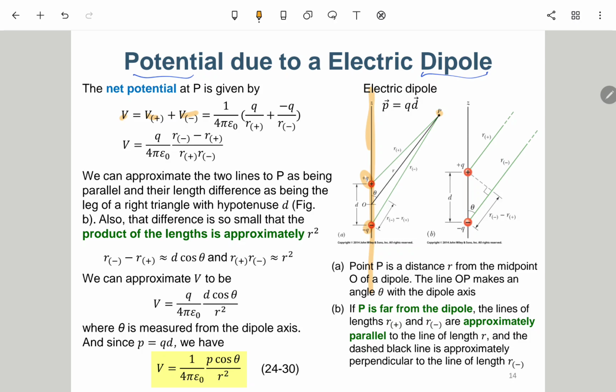But here, as the potential is easy to calculate, we can actually calculate the potential generated by this dipole. Okay, so here what we need to assume is that the distance is far away. So it says we can approximate the two lines to P as being parallel, and their length difference being the length of the right angle triangle's side.